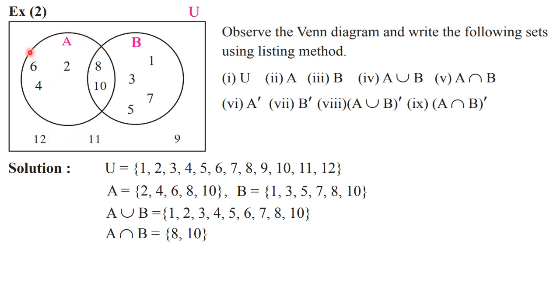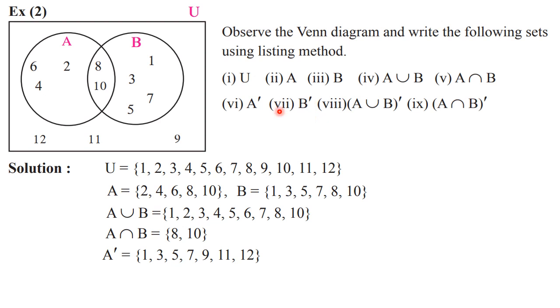So except circle A, you have to write down all the elements, and that is going to give you A complement. See, 1, 3, 5, 7, 9, 11 and 12. This circle is not considered because this is set A. So we have to write down the remaining elements from set U. That is our A complement.